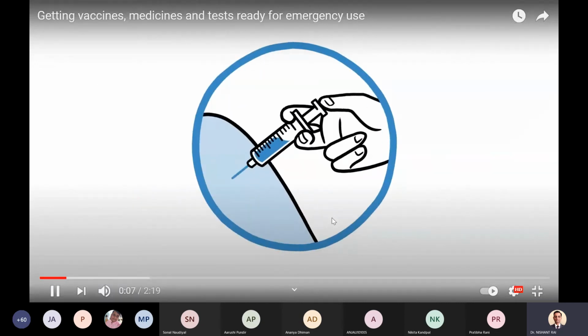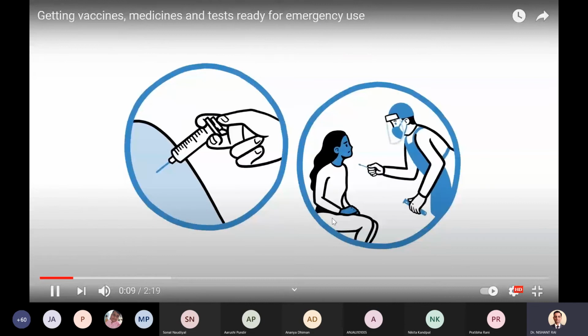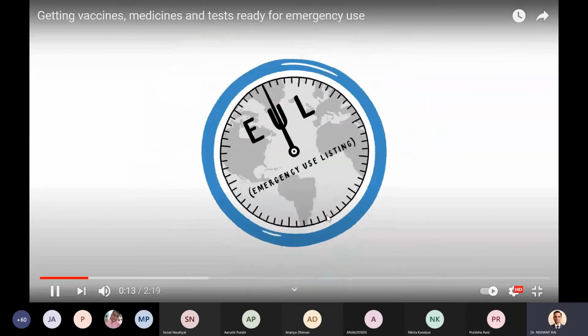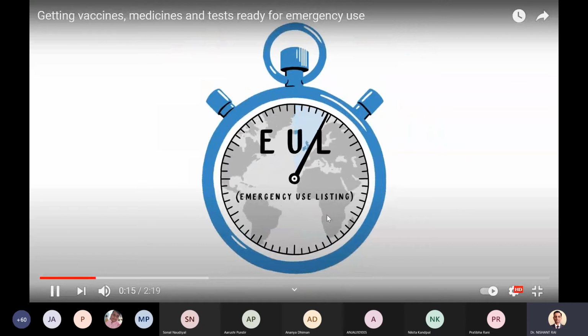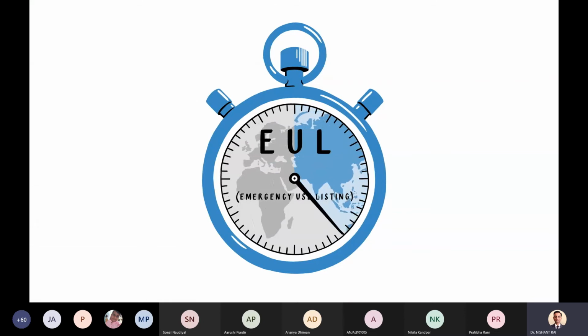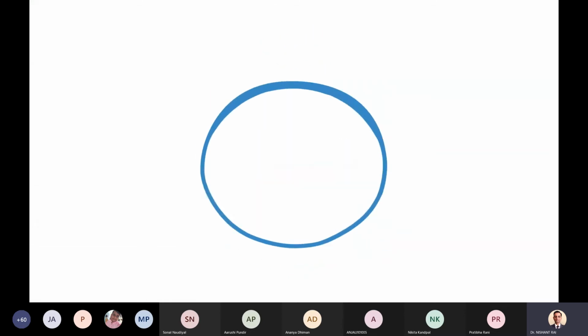Making vaccines, tests and medicines available can take a long time, even when there's a health emergency like COVID-19. To ensure rapid access for all, WHO has developed the EUL, Emergency Use Listing. This video explains how EUL works.